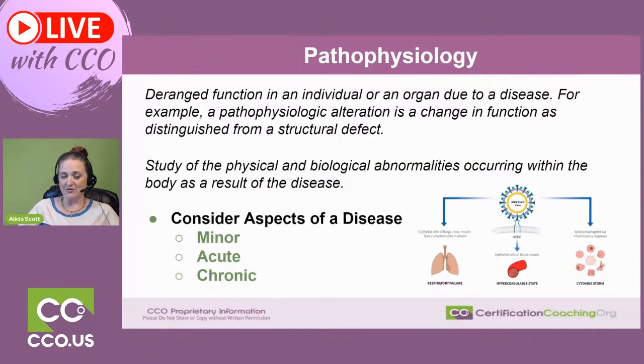More in line with unpacking it and really telling you what it is, it's the study of the physical and biological abnormalities occurring within the body as a result of a disease. And if you break it down even more, it's the disease process. I think we need to keep in mind that there are several aspects of a disease, and they can be divided up into three categories. We have minor, we have acute, and we have chronic.